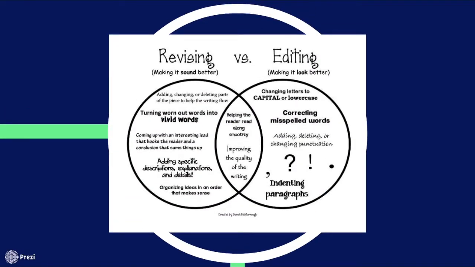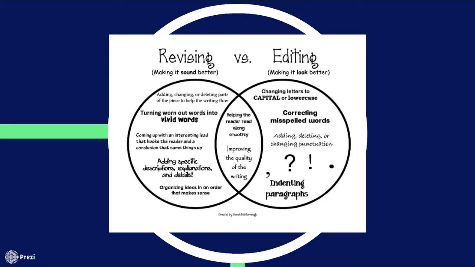All right, so this always helps me, looking at the Venn diagram of revision and editing. Revising makes it sound better: adding, changing, deleting parts of the piece to help the writing flow, turning worn out words into vivid words, coming up with an interesting lead that hooks the reader and a conclusion that sums things up, adding specific descriptions, explanations, details, organizing your ideas in an order that makes more sense, omitting or removing elements of the text that are heavy or cumbersome or not on topic.